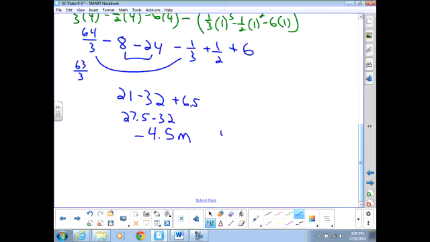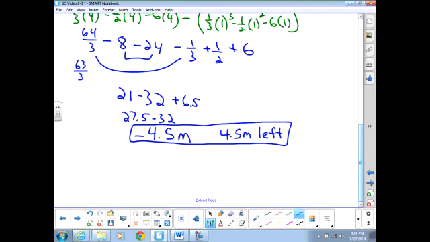Or you could say it as we went 4.5 meters to the left. And that's our net change. So we might have gone back and forth, left and right a little bit, but in the end, we ended up 4.5 meters left of where we started.